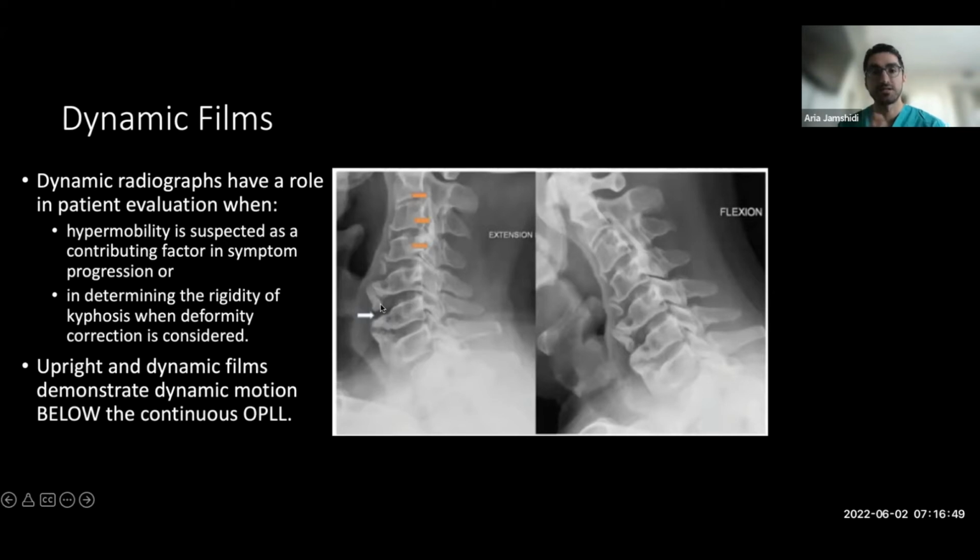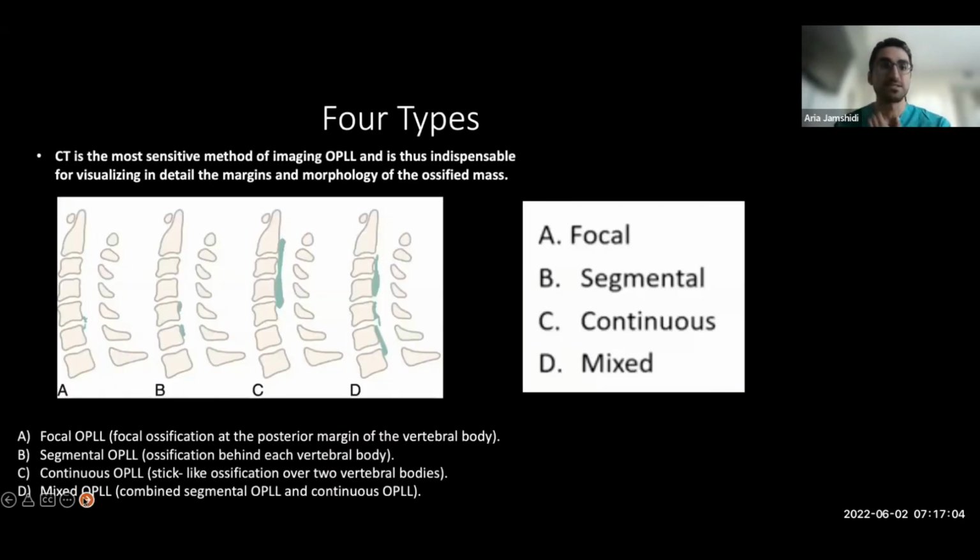This disc space actually flares open, and this can be helpful in determining the rigidity of any kyphosis the patient may also have, or if deformity correction is also considered, and is important to be aware of as well. And then obviously CT is a very sensitive method for imaging OPLL. You can really understand the details and margins of the morphology of the ossified mass.